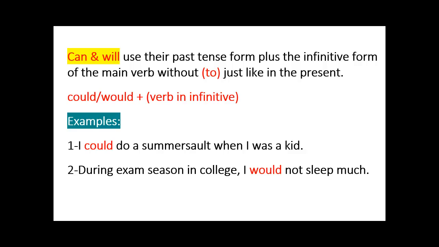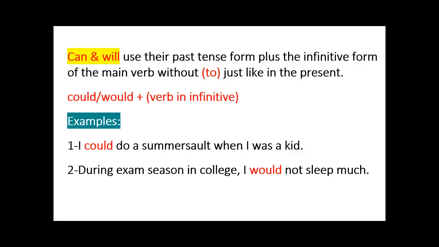So here's an example. I could do a somersault when I was a kid. You're talking about the past here, past simple, when I was, verb to be in the past, okay? So I could do. Could is the modal verb in the past of can, and do is a verb in infinitive. During exam season in college, I would not sleep much. So I is the subject and would is the modal verb, and then sleep is the verb in infinitive, okay? That's it. We don't use to with them. We don't add to.